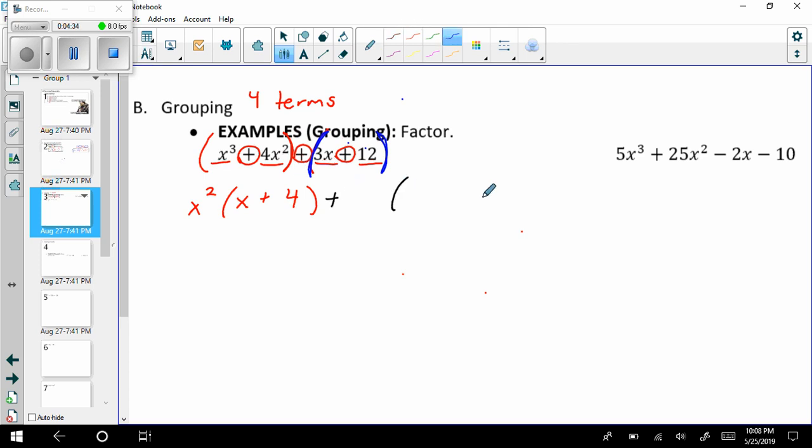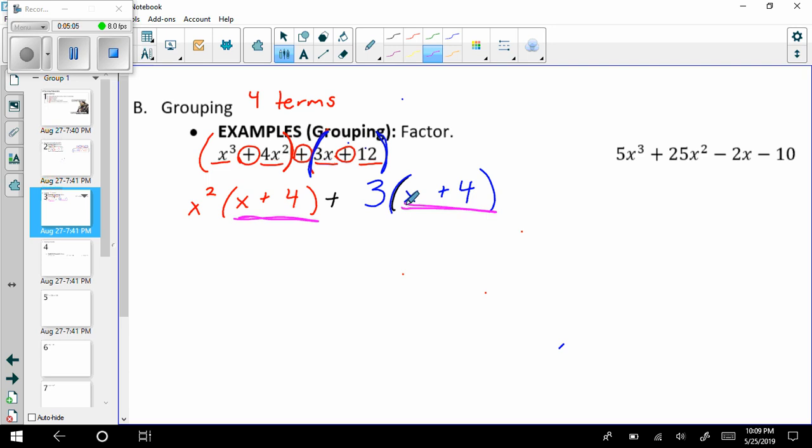Now let's do the blue group. What is the greatest common factor that I can take out of the blue group? The biggest thing I can take from 3x and the 12, I could take and divide out a 3 from both. So if I write what's left, I'd have an x plus 4 left. Now when you're grouping, you'll know you've done it right if the inside portions end up being exactly the same. That's how you know you're on the right track.